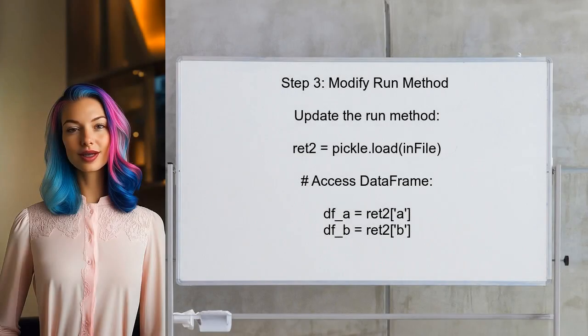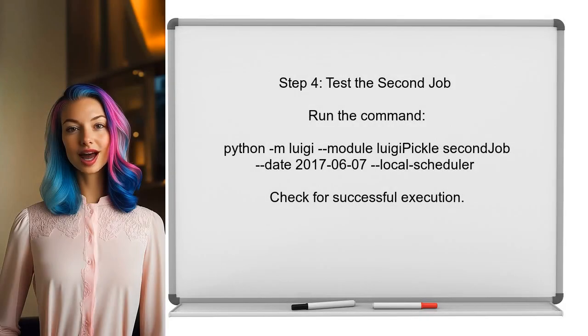Now, the user should modify the run method in the second job to handle the loaded data correctly. This includes ensuring that the DataFrame is properly referenced after loading. Finally, the user should test the second job again after making these changes. This will help confirm that the pickle file is read correctly and that the DataFrame objects are accessible.